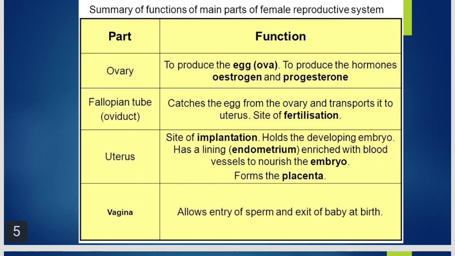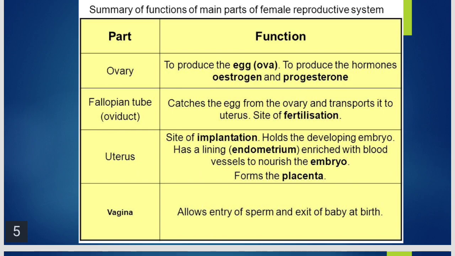Now let us have a quick look at the function of the female reproductive parts. What is the function of the ovary? To produce the egg, the ova, and to produce the hormones estrogen and progesterone. In males, the testes produce testosterone, and in females, the ovaries produce estrogen and progesterone, which support reproduction. And fallopian tubes or oviducts catch the egg from the ovary and transport it to the uterus. The fallopian tube is the site of fertilization.